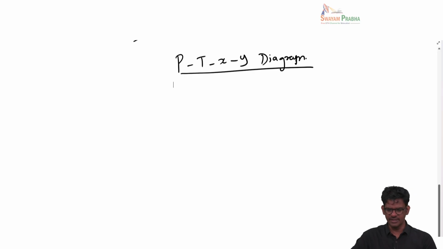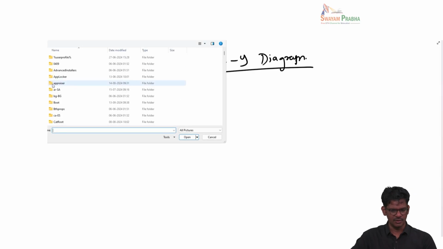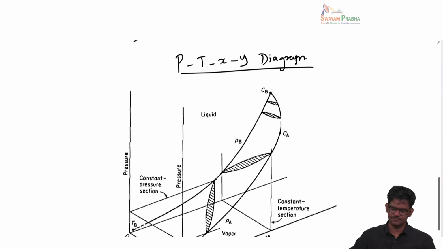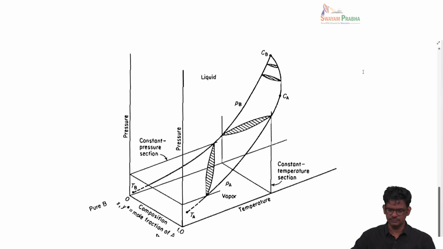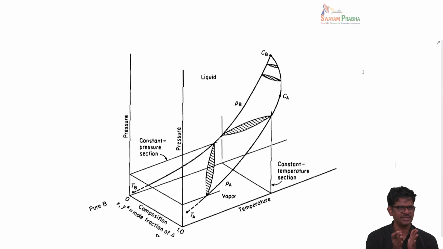So the PTXY diagram looks something like this. For the pure component case, we saw that all the phases can be mapped into P and T, pressure and temperature variables. When you have a binary mixture of A and B, you have to worry about temperature, pressure, but also the composition. For a liquid phase, I need to know the composition, temperature, and pressure.